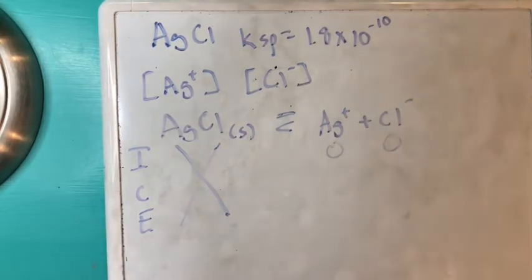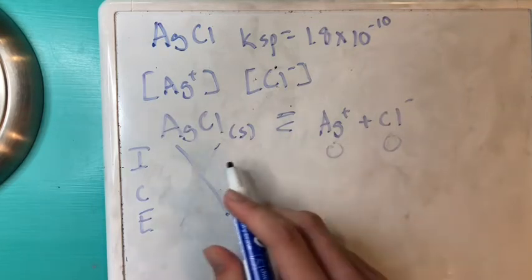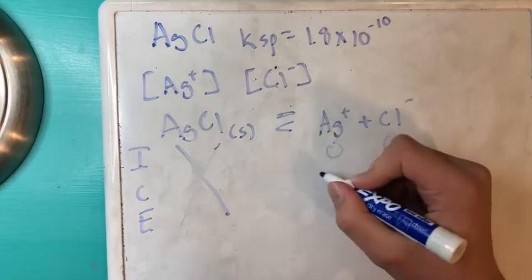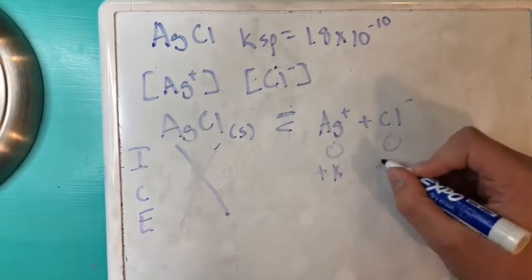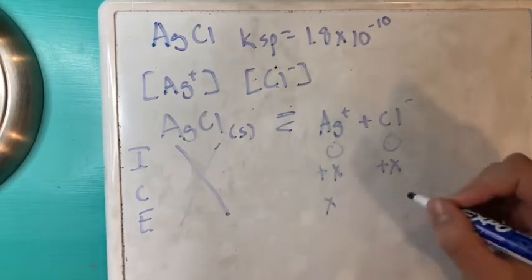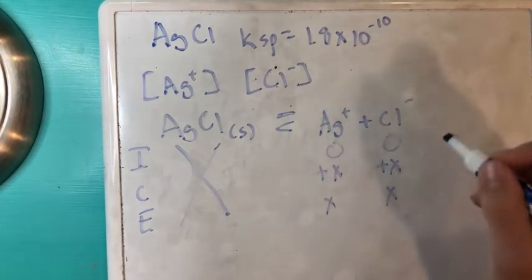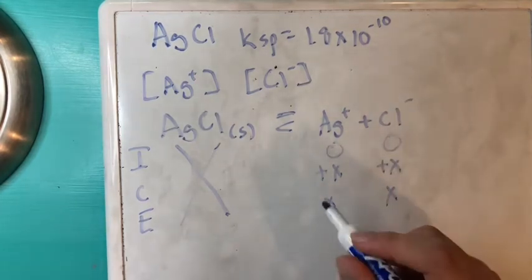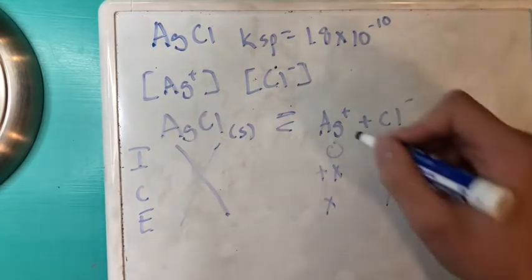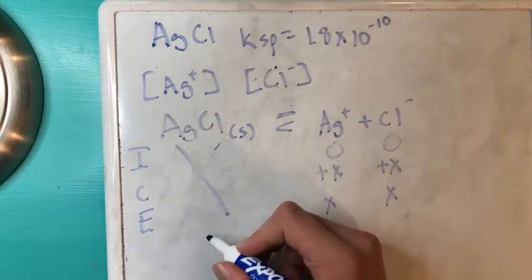Okay. So next, change. Each of them is a 1-to-1 ratio with the silver chloride in the beginning. So each of these will be plus X. Plus X, plus X. So at equilibrium, 0 plus X is simply X. Now that we know what the concentrations of Ag+ and Cl- will be at equilibrium, we need to set up an equilibrium constant using this and equaling it to the equilibrium constant of this.